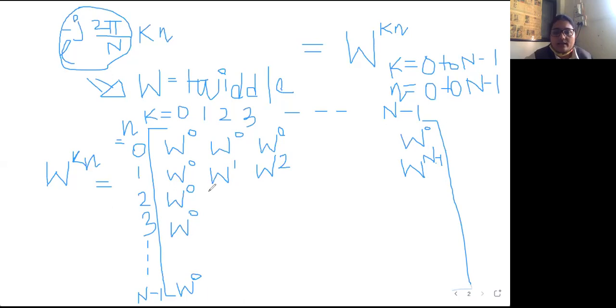Similarly, tell me quickly what will come here. Now what is the value of n here? What will be the value of n in this case now? n is equal to 2. What is the value of k? It is 1.